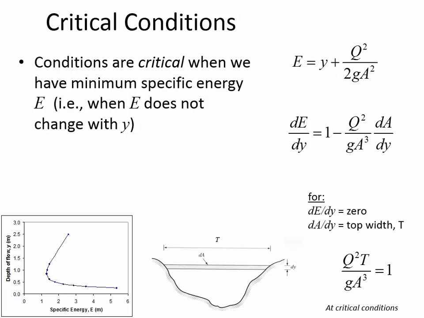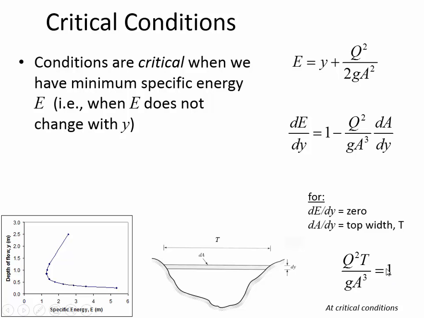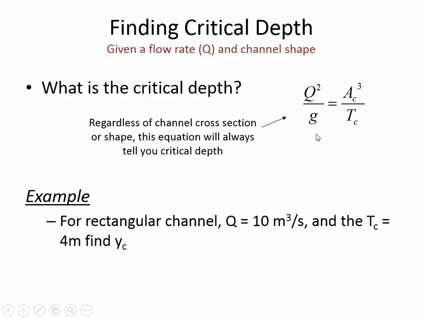You can find out what the depth is for critical conditions. You can solve for the critical depth by using this formula, in other words. So here, yc is the critical depth, that gives us that Ac is going to be the width of the channel times the critical depth. The top width, T sub c, is the top width when we've got critical conditions. This is going to be always true regardless of what the cross-section looks like.